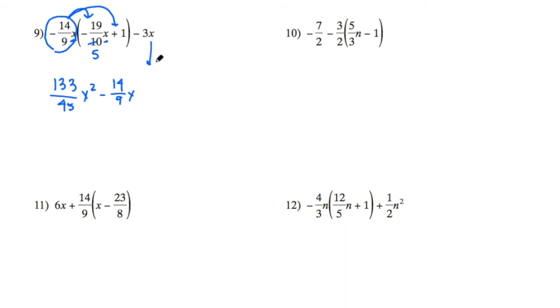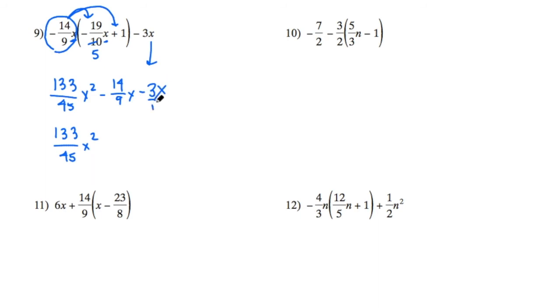We're going to bring down the minus 3x. Great. All right, now we look at what we have, and we see we have an x squared term, nothing in common with that. So we're going to bring that down to the next line. But both of these terms have an x in them. Now, this is 14/9, and this is just 3. So that's really 3 over 1.